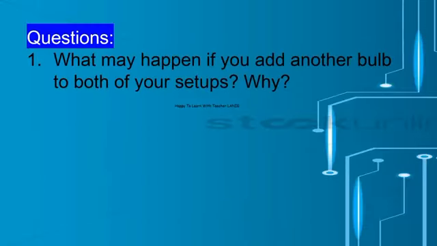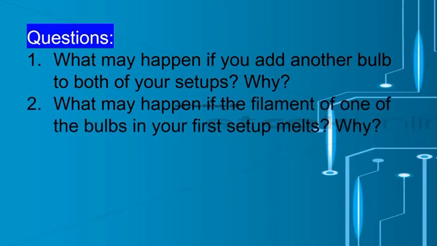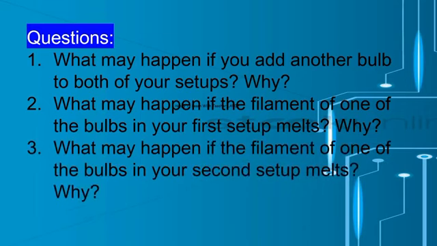Questions. Number 1. What may happen if you add another bulb to both of your setups? Why? Number 2. What may happen if the filament of one of the bulbs in your first setup melts? Why? Number 3. What may happen if the filament of one of the bulbs in your second setup melts? Why?